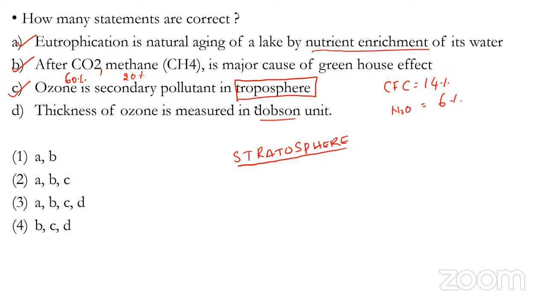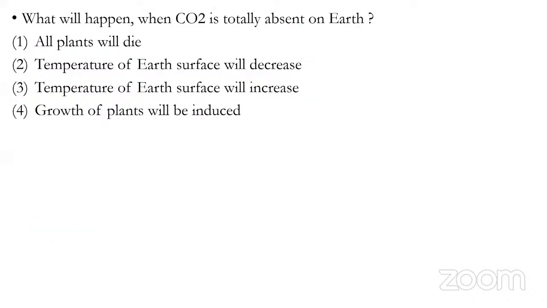Thickness of ozone is measured in Dobson's unit. This is also correct. It is given by D, Dobson's unit. So the answer should be the third one, that is A, B, C, and D. All of them are correct.